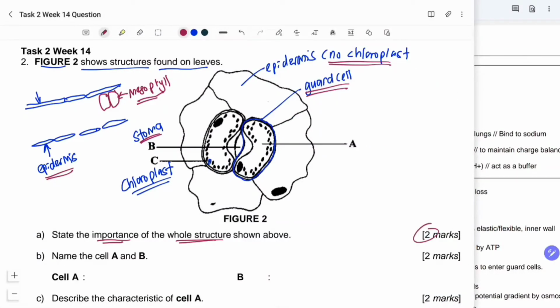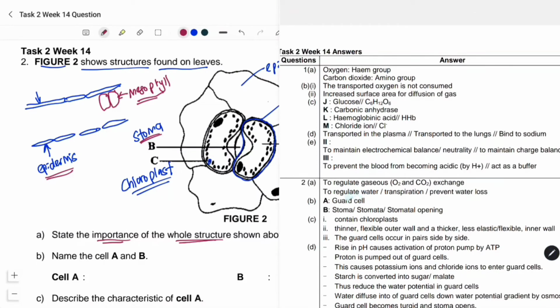Since ada dua markah, so kena bagi 2 point. So the second answer is untuk control ataupun untuk regulate transpiration. Okay, ataupun untuk prevent water loss. So itu pun another function of stoma. Okay, kenapa? Sebab yang kita tahu apabila waktu siang sepatutnya stoma open. Okay, tetapi kalau pada waktu siang tersebut cahaya terlampau banyak, iaitu temperature environment akan jadi terlampau tinggi. So bila temperature terlampau tinggi, dia akan promote proses transpiration, iaitu loss of water from the leaves.